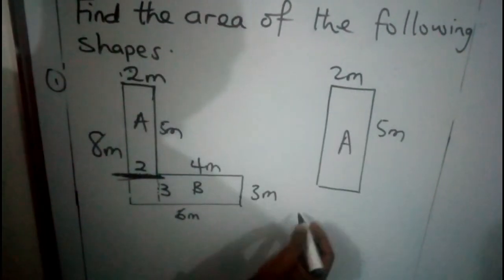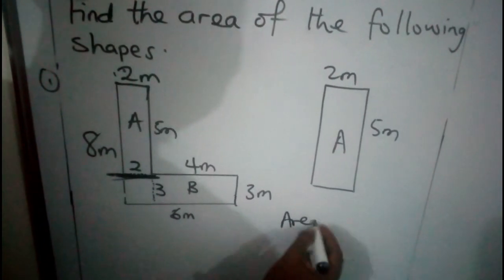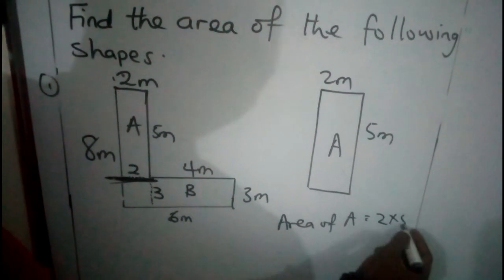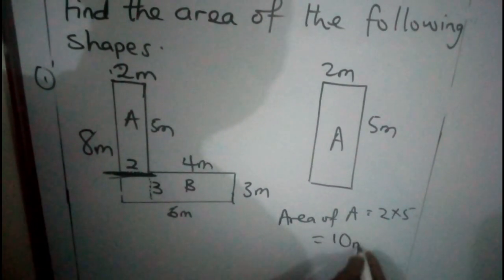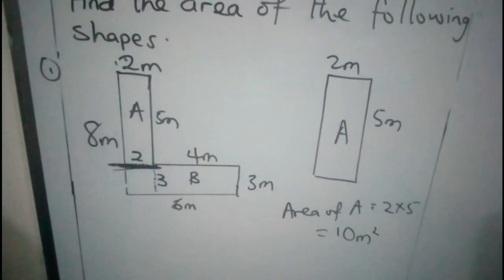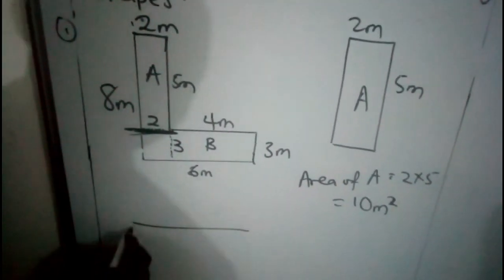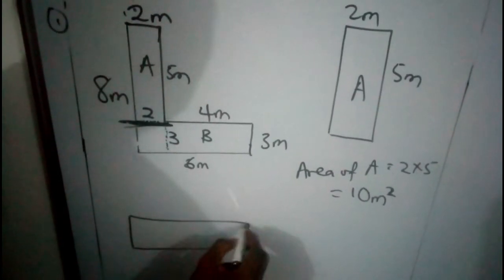So how do we find the area of rectangle? So what do you say? Area of A is what? Length times breadth, which is 2 times 5. And that gives you what? 10 meters squared. That's for A, isn't it? Now let's bring out our B. This is our B. B is horizontal this way.